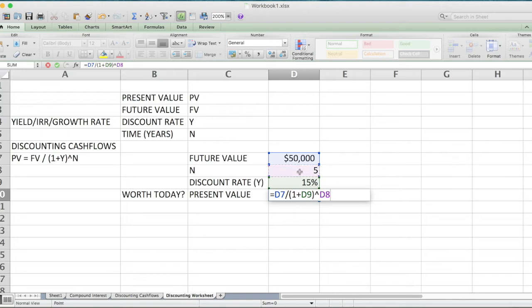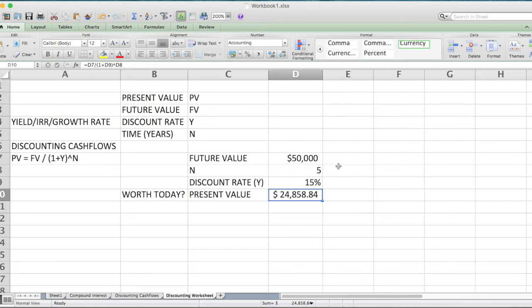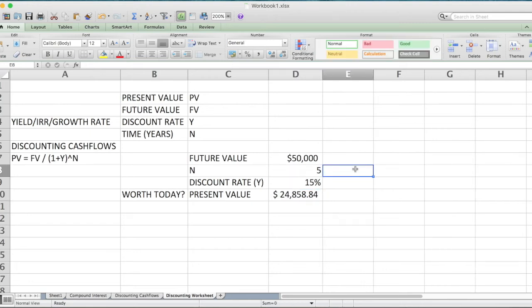Now I've completely programmed this into cell D10, and it spits out an answer. Now I'm going to change that over to a currency by clicking this little button. Boom. So $50,000 to be paid 5 years from now, in today's terms, is actually worth $24,858.84.